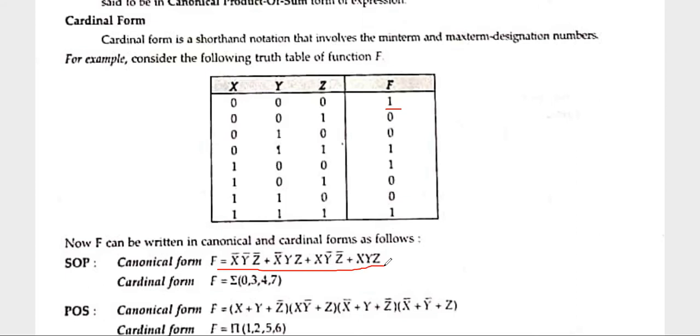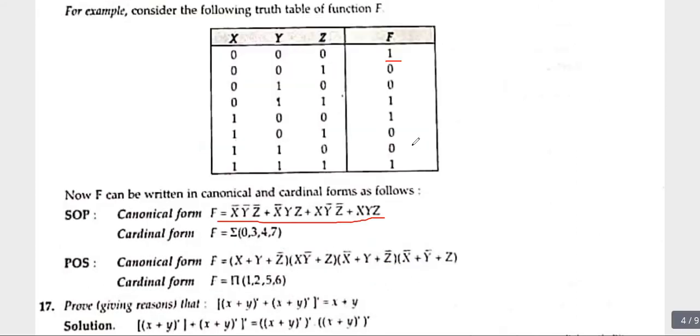With this example, how do we generate the canonical form? This will be the canonical SOP, which I have already explained with another example in the last class. Wherever you get 1, we have to generate the min terms. So with respect to this one, we have a min term here. Find out the min term. This is x complement, y complement, z complement. In a similar manner, generate the min terms for all ones.